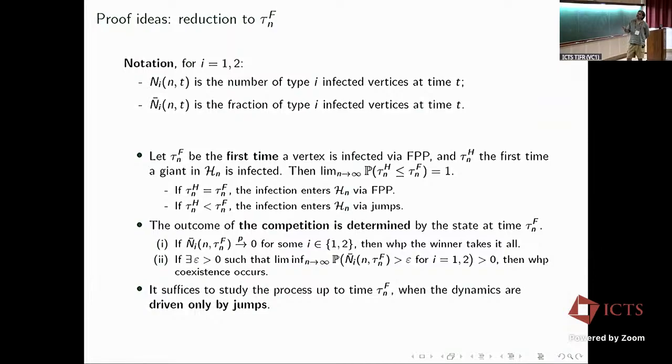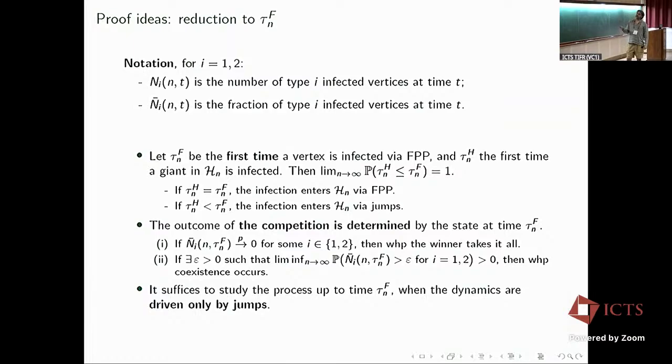And then I'm going to introduce this τ_n^F. F stands for FPP, first passage percolation. It is the first time I infect a vertex with first passage percolation, so the first time I perform an infection through nearest neighbors. And τ_n^H is the first time that I hit the giant set. These are two hitting times.